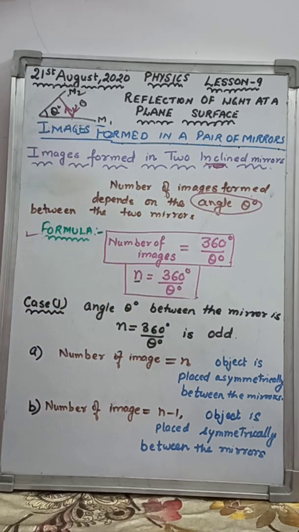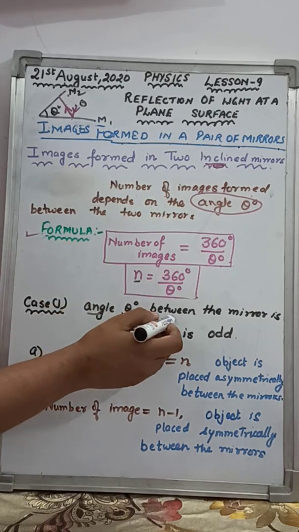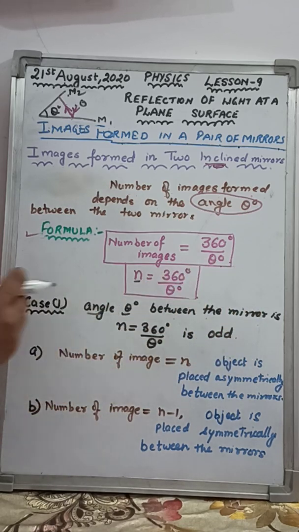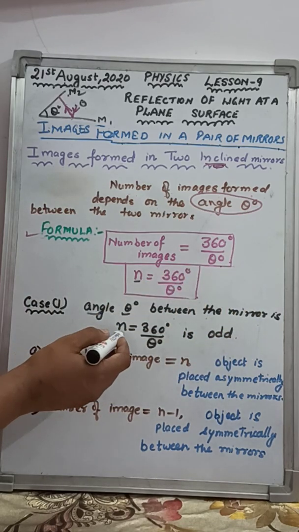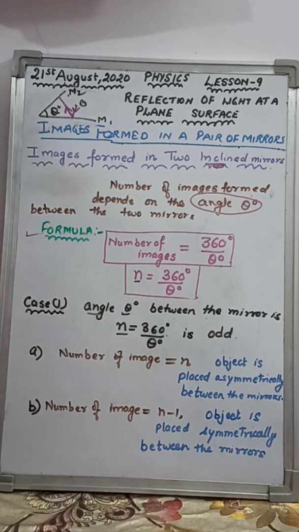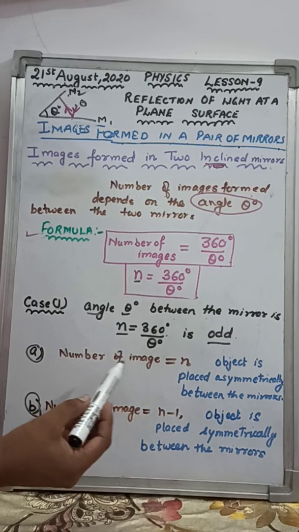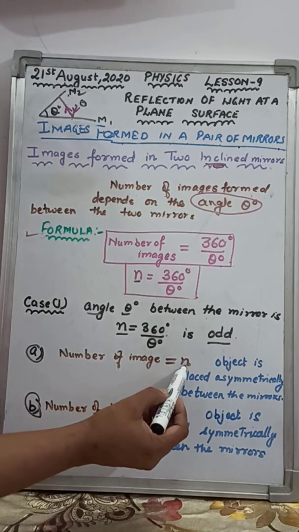Now there are two cases. The first case is if this angle theta between the mirrors is given, and when you find the number of images from this formula, 360 degrees upon theta, n is coming odd, like 7, 5, 9. Then there are again two cases, A and B. In case A, if it is coming odd, the number of images is n.